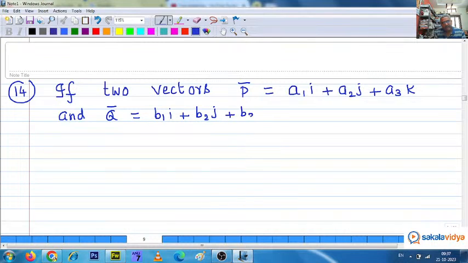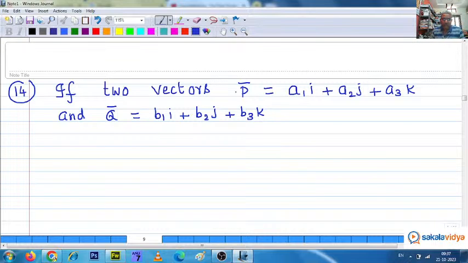plus B3K. So you may have one doubt. What do you mean by A1I plus A2J plus A3K? This is nothing but the P bar has been expressed as a linear combination of A1, A2, A3, where A1 is the component of I, A2 is the component of J, A3 is the component of K. Is it clear? I hope it's very clear to you.